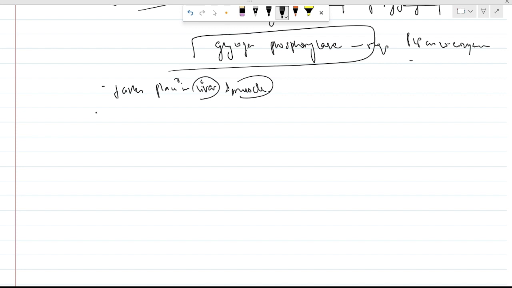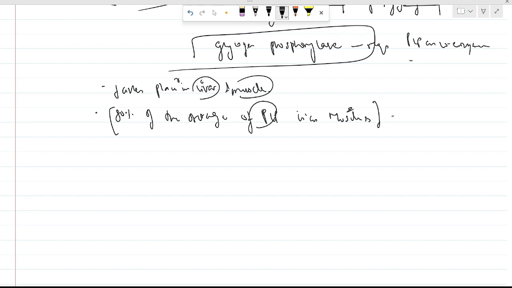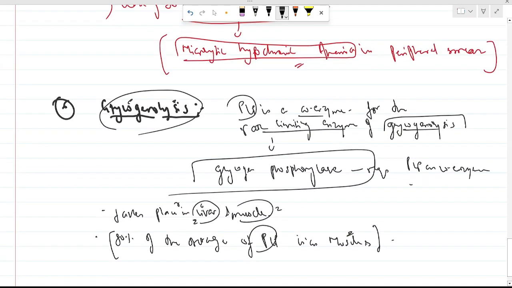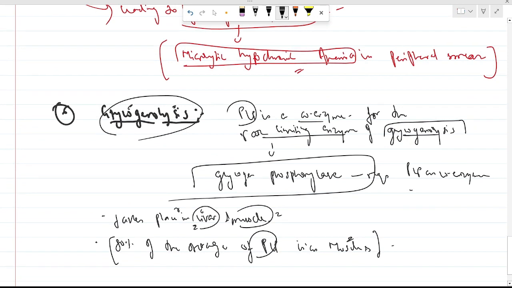Another important fact we need to remember is 80% of the storage of pyridoxal phosphate, PLP, is in muscles. This we need to remember. 80% of the storage of PLP is in the muscles or the skeletal muscles. Glycogenolysis takes place in liver and muscles. We discussed 6 important biochemical reactions, pathways in which PLP, pyridoxal phosphate, acts as coenzyme. First is this glycogenolysis. Rate limiting enzyme is glycogen phosphorylase.